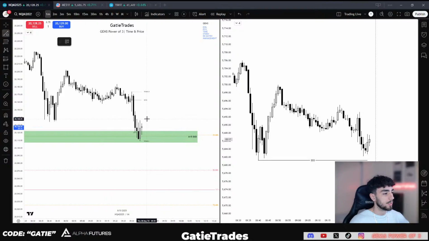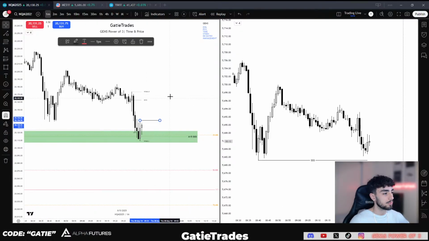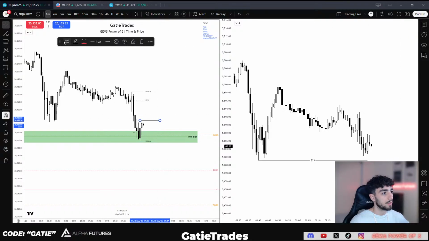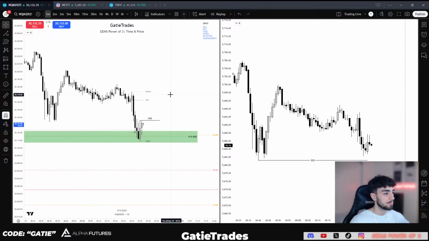Maybe if we get a market structure shift here or something, and a fair value gap, I can get long off that. Hopefully it doesn't take out the high just yet. Okay, that's good. Maybe we get a market structure shift and a fair value gap. We'll see.